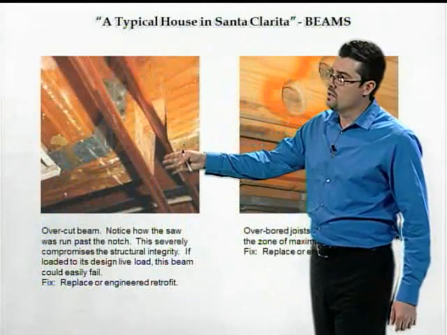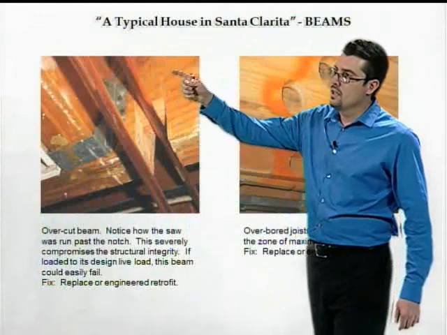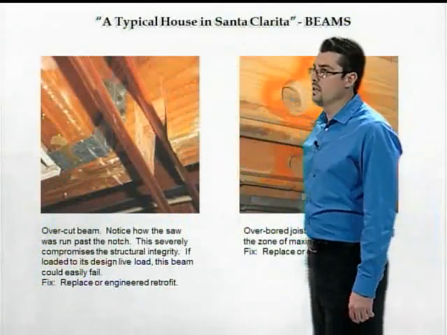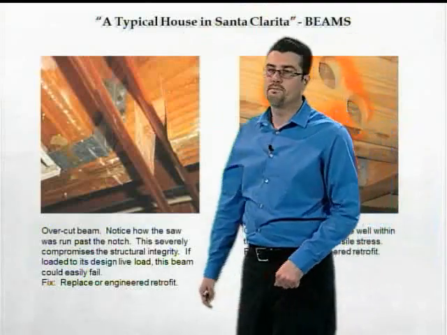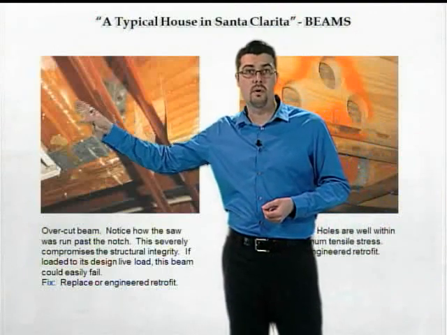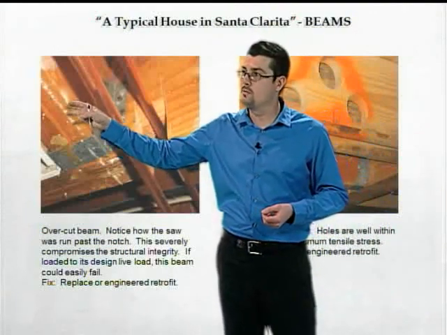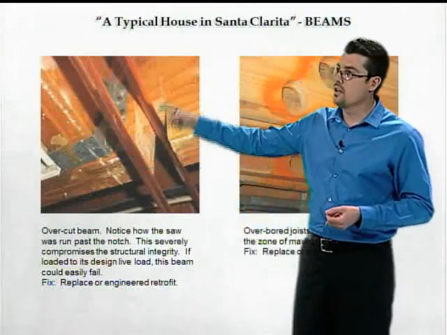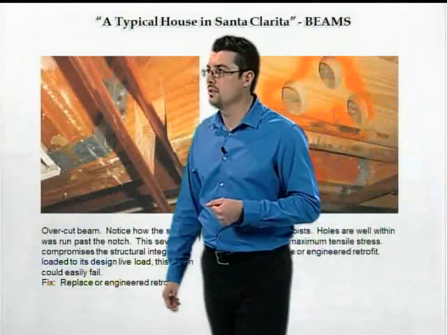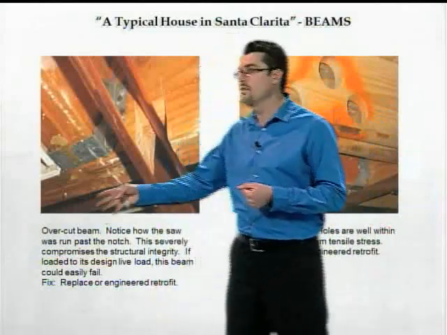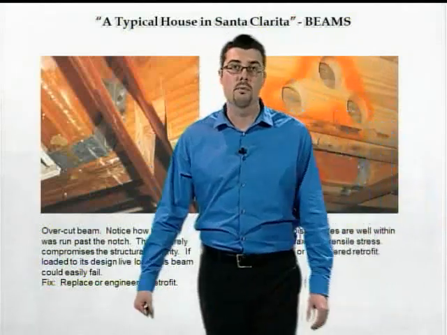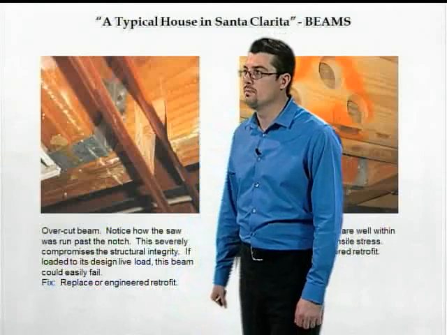Here's an example of an overcut beam. You can see here where somebody took a saw, and in order to get these pipes through the beam, they went ahead and just cut right through the bottom of the beam. And to make matters worse, this beam is supporting another beam right here. So right next to the support for this beam, they've gone ahead and compromised the structural integrity. This is a big problem. And again, the solution for this would be some kind of engineered retrofit or just completely replacing the beam.